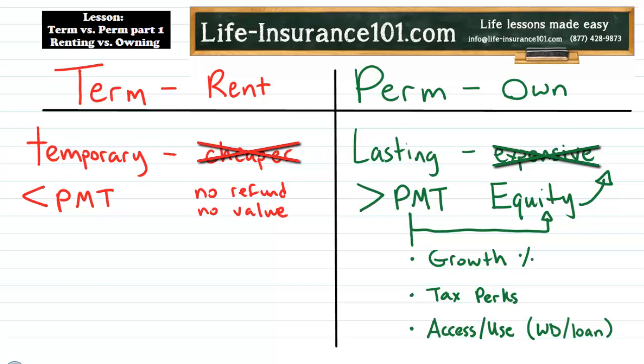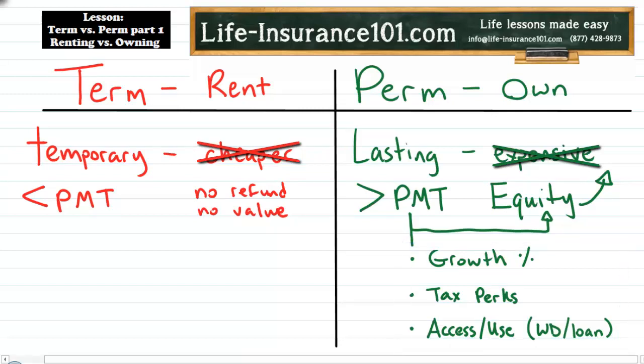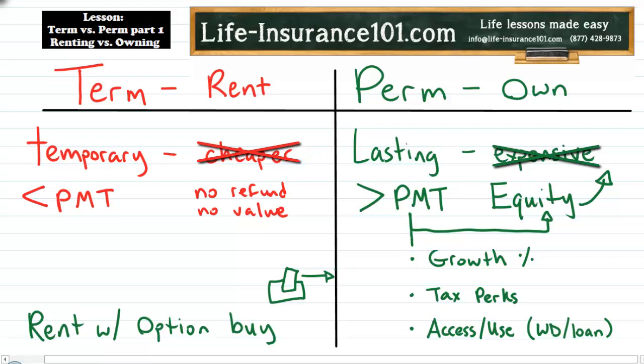Some of you were saying, hey, that's all fine and good. I'd sure like those permanent benefits, but I can't really cash flow the higher payment. So what we suggest then is renting with the option to buy. What that means is your term policy has a convertibility privilege, assuming you got a quality product from a quality company, that allows you to basically flip the switch. Yes, that's a switch. You can flip the switch at any time during your term.